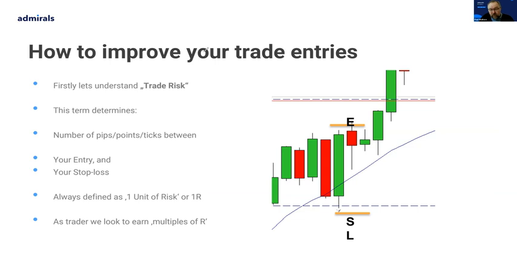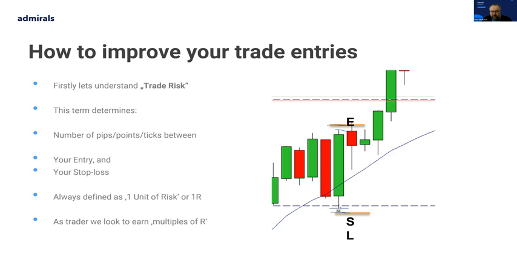We've talked about it in terms of risk management, and constantly talk about it here at Admirals. Let's say, for example, this is a big bullish engulfing candle. We would have our entry once the price breaks above the high of that engulfing candle, with our stop loss beneath the low. When I look at that trade risk, that would be the number of points between my entry and my stop loss.